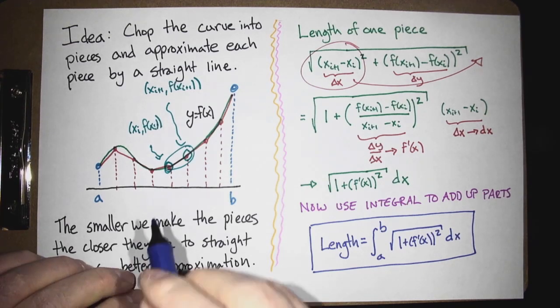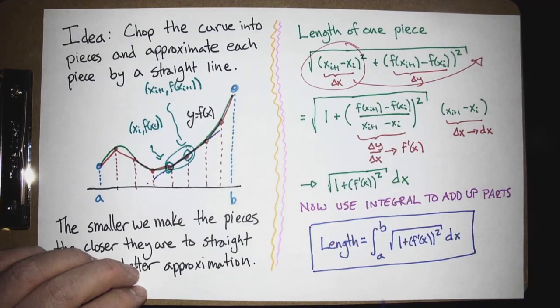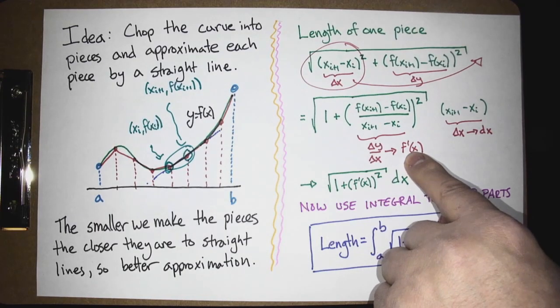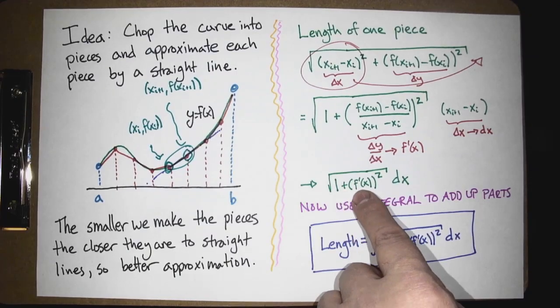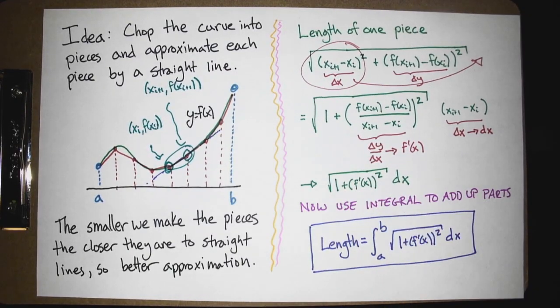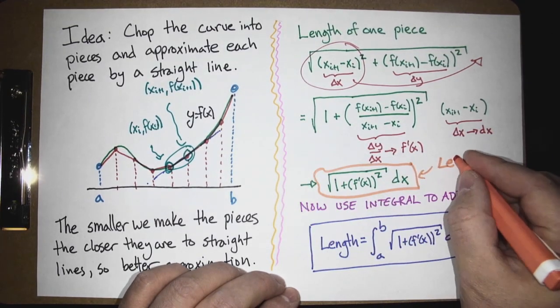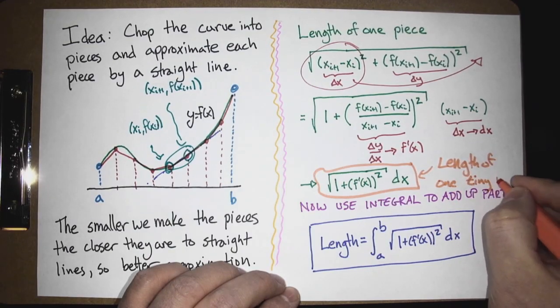So in other words, if you were just to take these 2 points literally and ask what's the slope there, that's what this is. And because we're getting our pieces smaller and smaller, it's like you're zooming into the tangent line. So we're becoming the slope of the tangent line, in other words, the derivative. So we're becoming the square root of 1 plus f prime of x squared dx. This expression right here, you should think of as the length of one piece, really one very tiny piece.